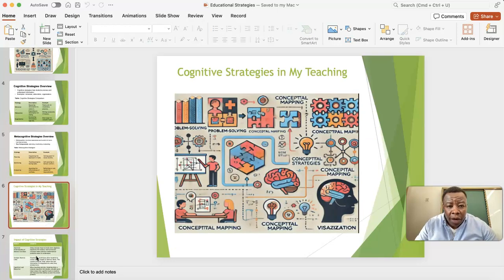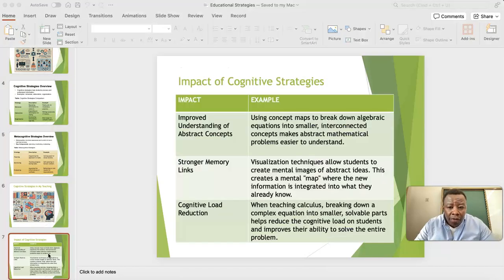The sixth slide contains cognitive strategies in my teaching. Upon learning cognitive strategies for teaching diverse learners, I have time and again put them into practice in my classes, and by that I've realized several impacts. One includes improved understanding of abstract concepts. Students have been in a position to break down algebraic equations into smaller bits of interconnected concepts, which makes abstract mathematical problems easier for them to understand.